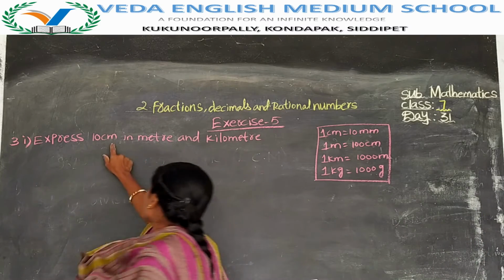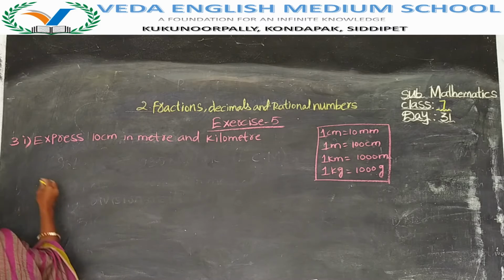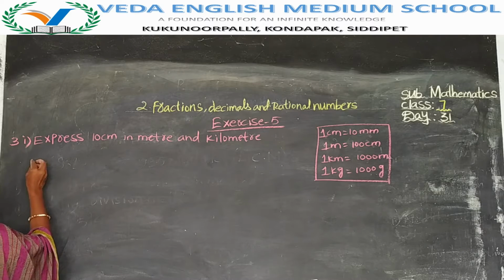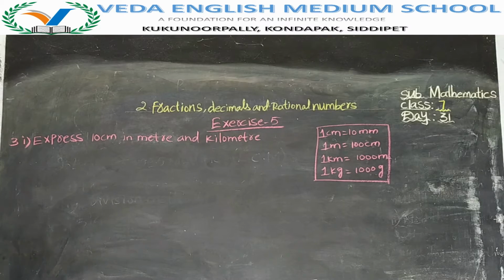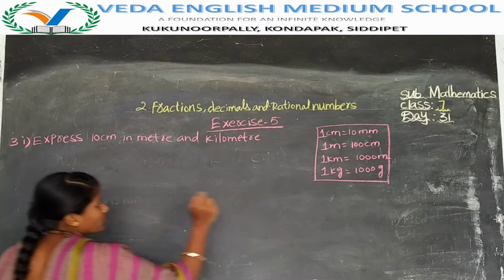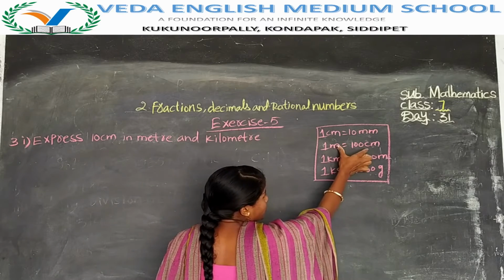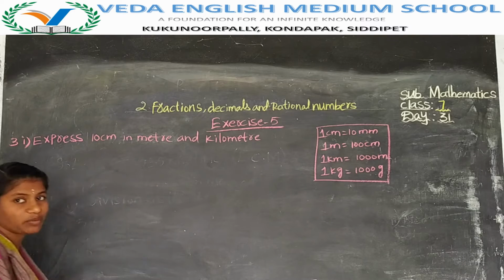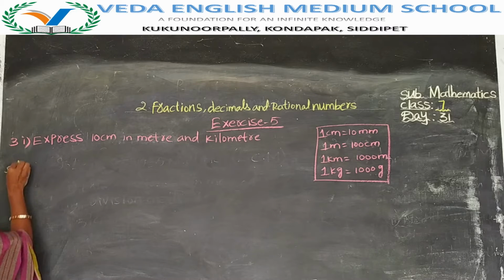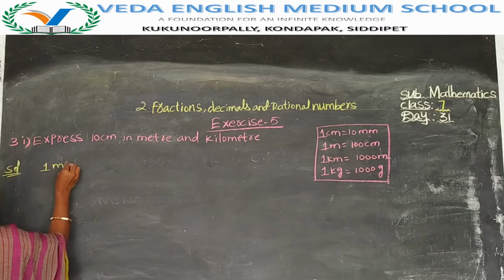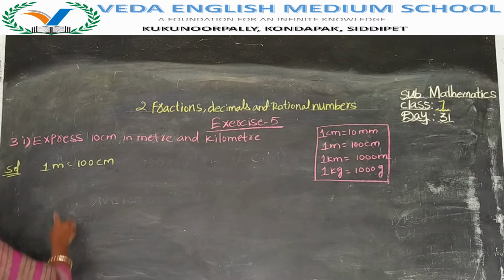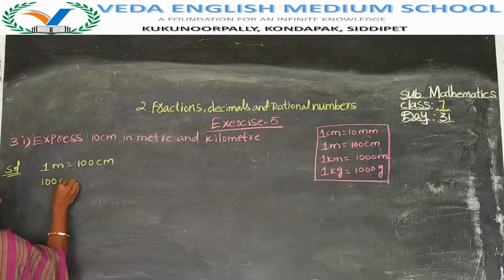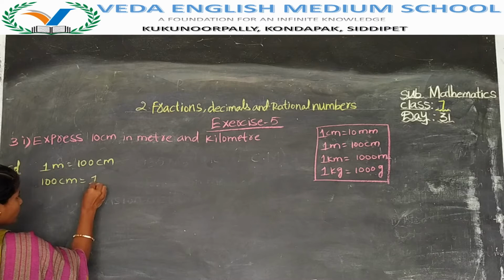We have to convert centimeters into meters and kilometers. First, express 10 centimeters into meters. To convert centimeters into meters, we will use this one, where they have given 1 meter is equal to 100 centimeters. So, solution: 1 meter is equal to 100 centimeters. Now write like this: 100 centimeters is equal to 1 meter.